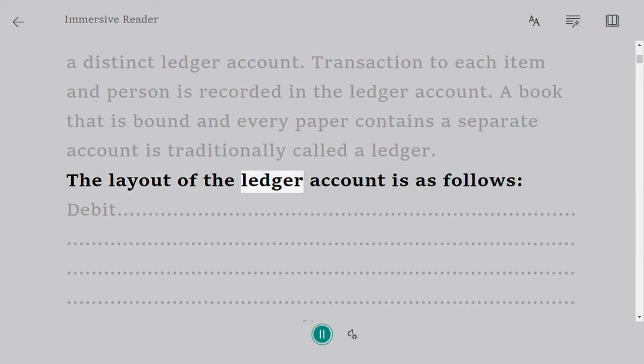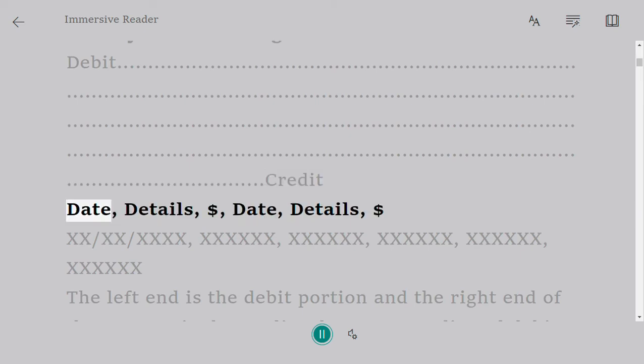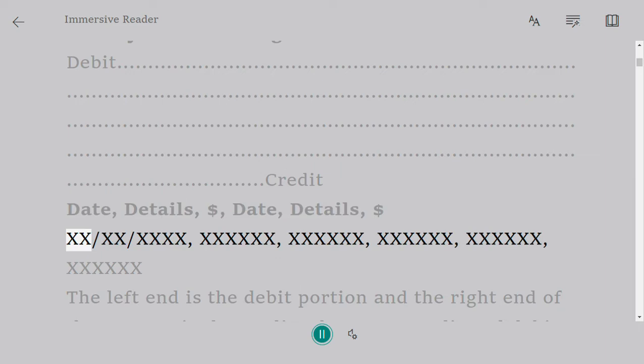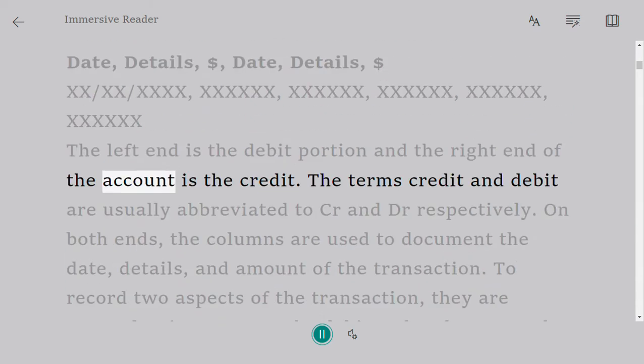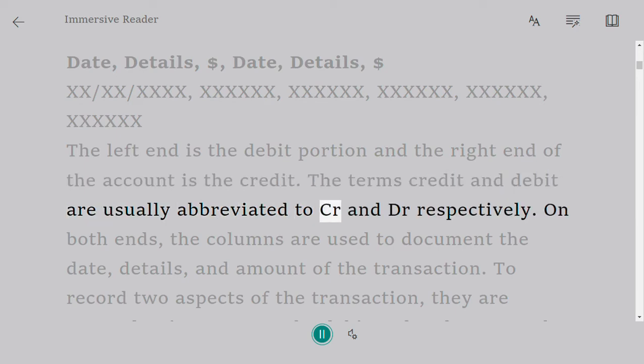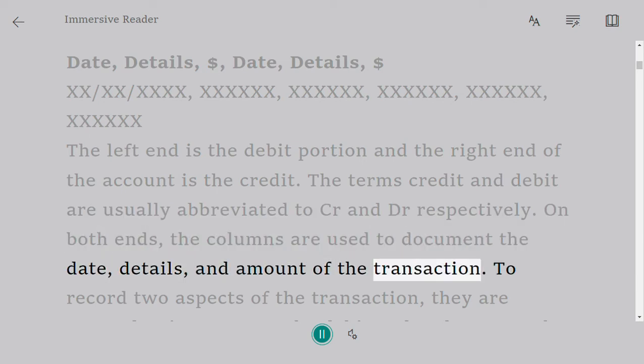The layout of the ledger account is as follows. Debit, credit. Date, details, dollar, date, details, dollar. The left end is the debit portion, the right end of the account is the credit. The terms credit and debit are usually abbreviated to CR and DR respectively. On both ends, the columns are used to document date, details and amount of the transaction.